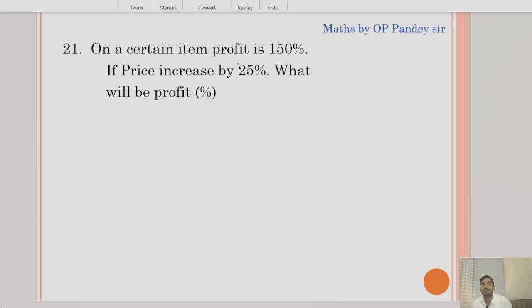On a certain item, profit is 150. If the price increased by 25%, what will be the profit? This question we will discuss in the next video.